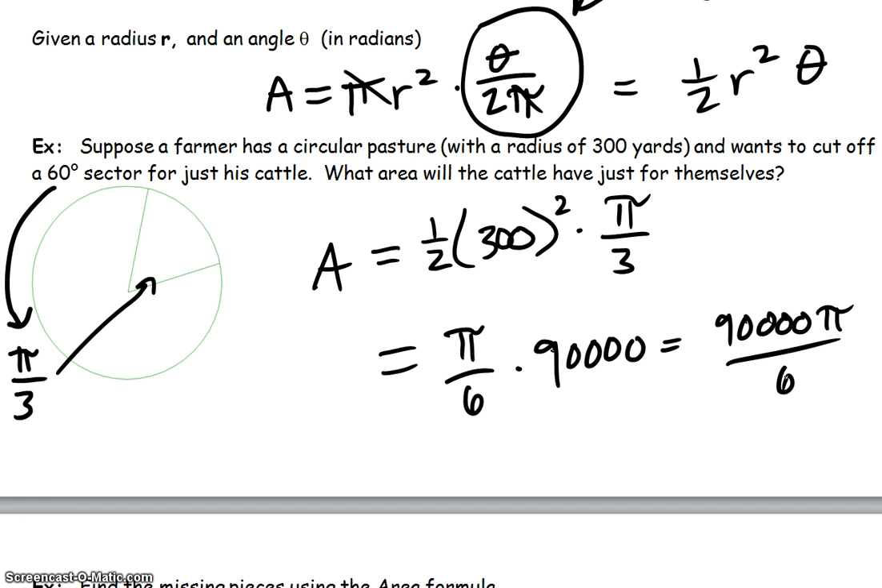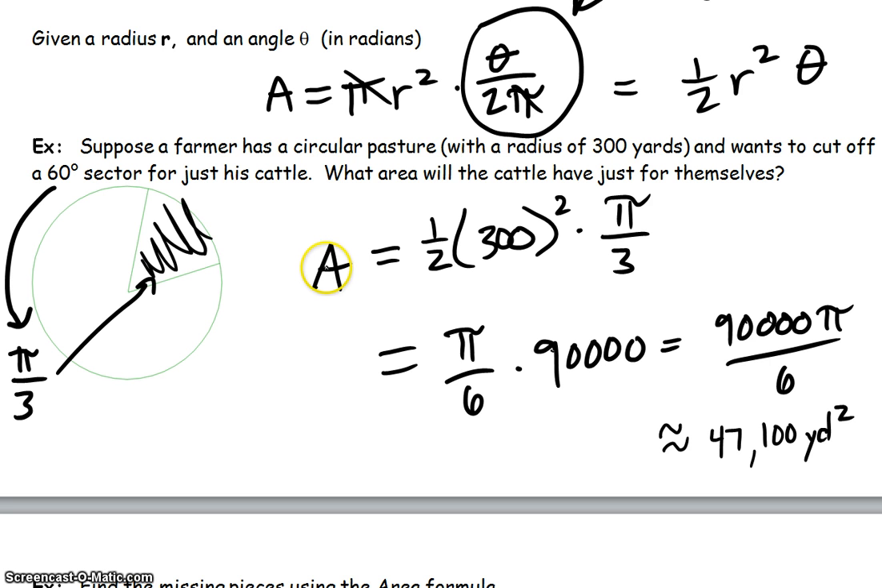So if I multiply that all out to get an answer, I get about 47,000 feet. Or excuse me, yards. And that's going to be square yards. So this area here is 47,100 square yards.